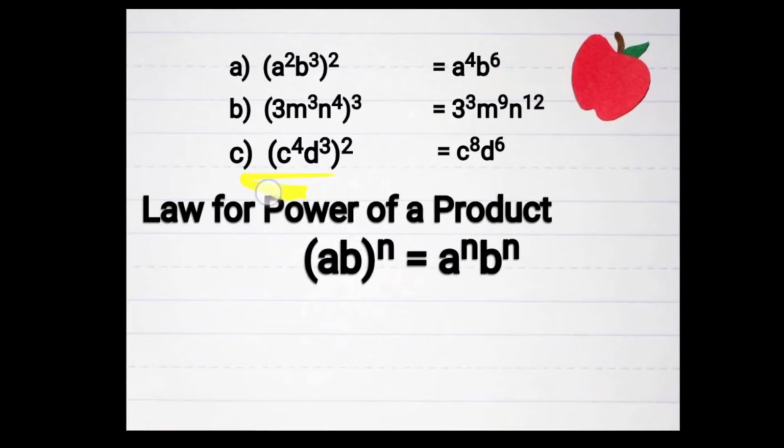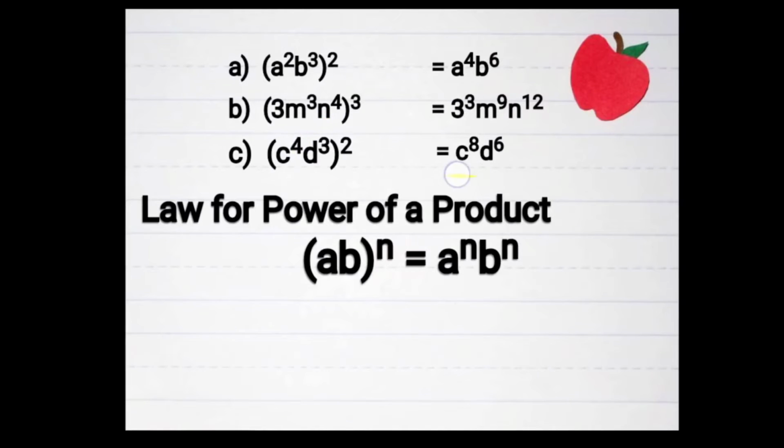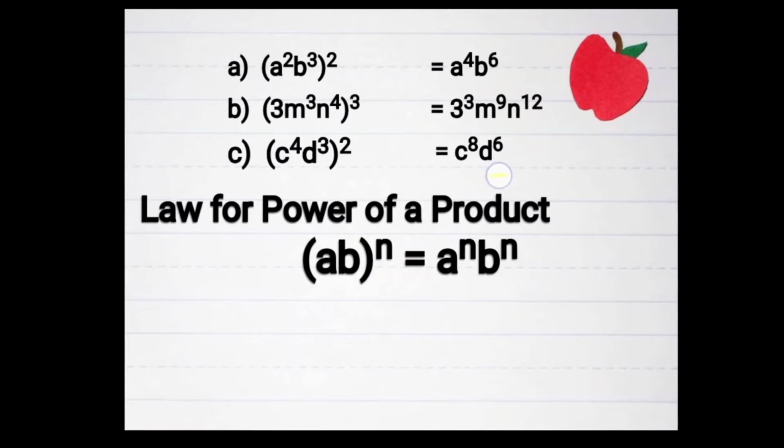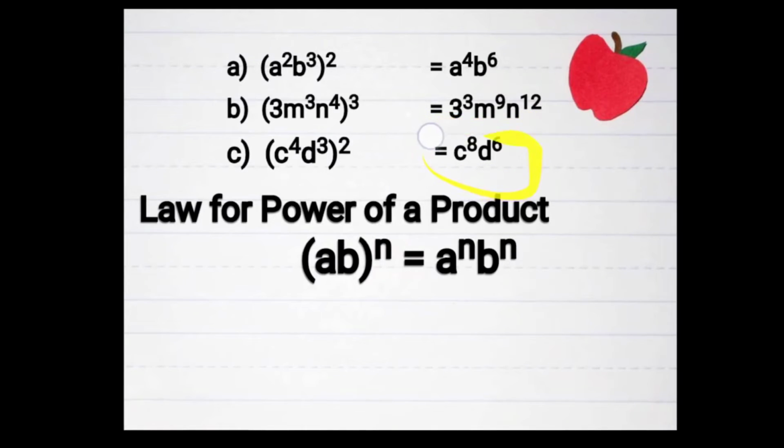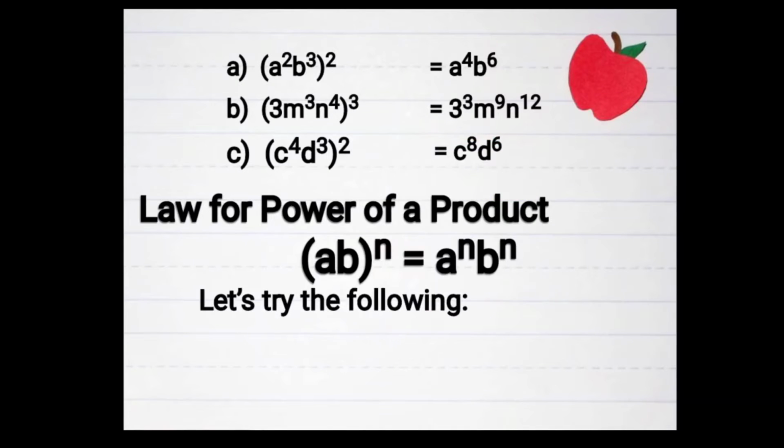Then for letter C, let's do the same process. Copy C, then the exponent of C, we have 2 times 4 is 8. That's why we have C raised to 8. Then copy D, then 2 times 3 is 6. That's why we have D raised to 6. And our answer is C raised to 8 times D raised to 6. Now let's try the following.